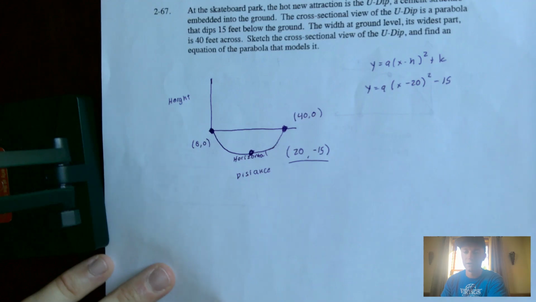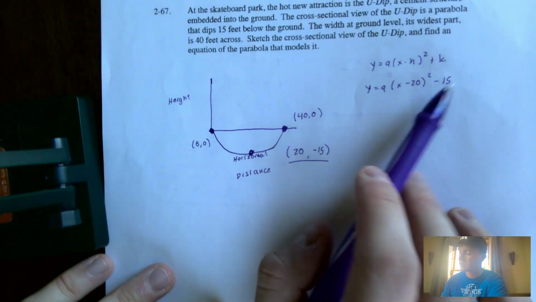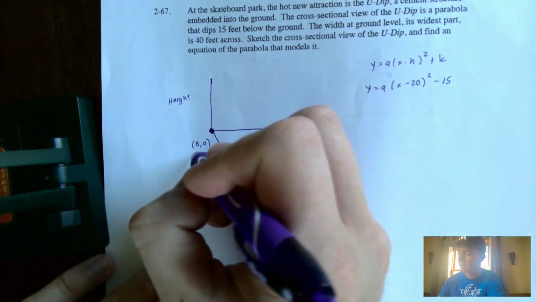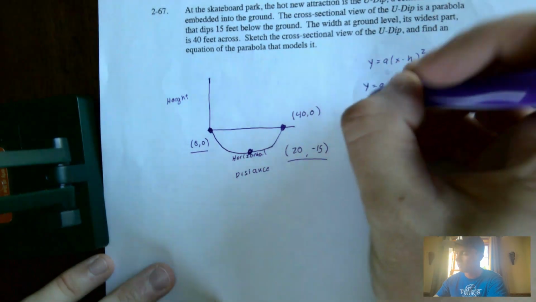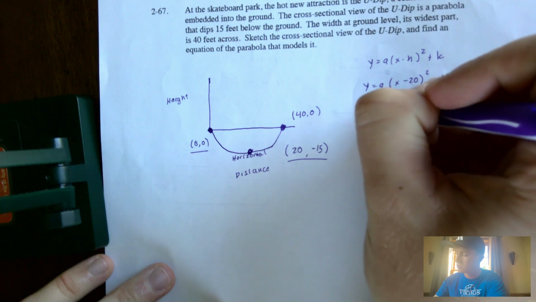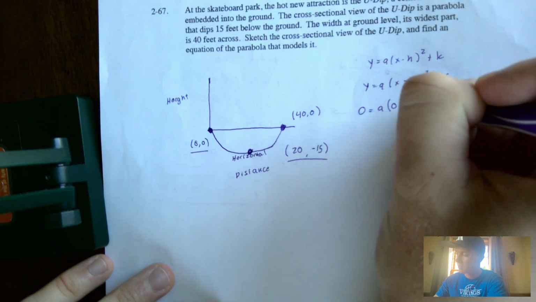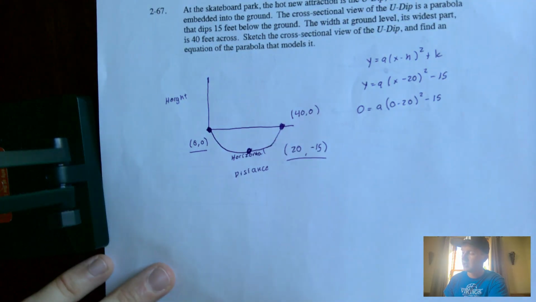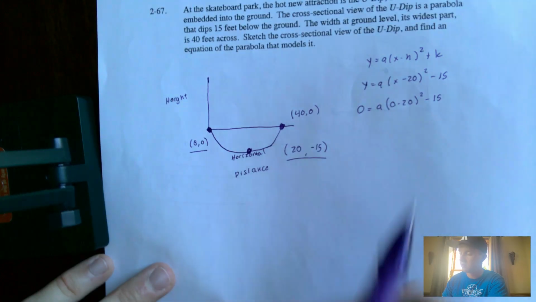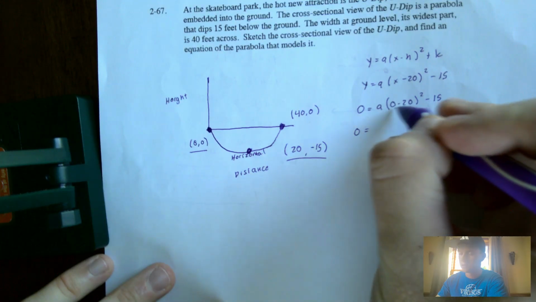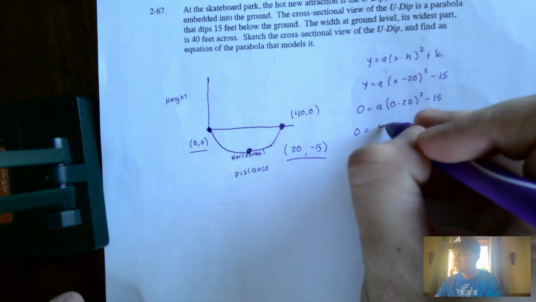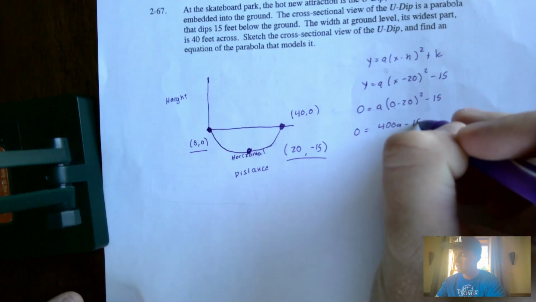All right, so now we're going to keep simplifying. I have that a value still unknown. I'm going to plug in my other x and y point, 0, 0, or you can do 40, 0, depending on what you want. 0 is equal to a, and then 0 minus 20, quantity squared, minus 15. Then I'm going to solve for my a value. First, I'm going to simplify the squared term. So 0 minus 20 gives me negative 20. Negative 20 squared gives me 400, multiplied by a is just 400a, minus 15.